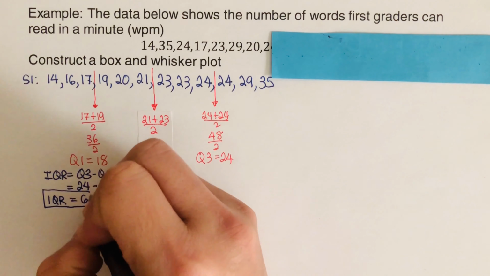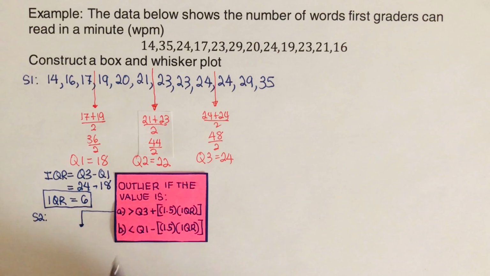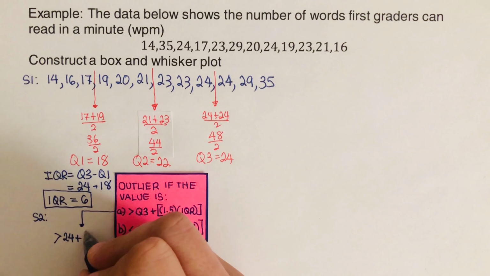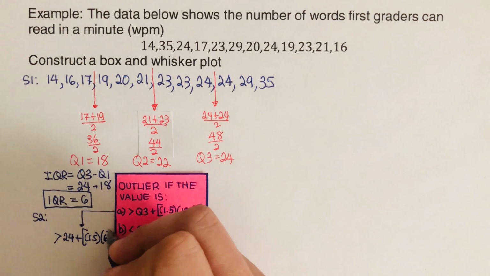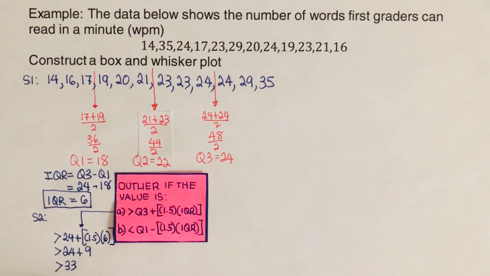So for the second step, we're supposed to determine the outlier. We have a rule set in order that we can determine the outlier. Outliers are numbers that are way too small or way too big. In order to determine which ones are way too big, we're going to look for anything that is greater than Q3, which is 24, plus 1.5 times our IQR, which is 6. So then we multiply that. That would be anything greater than 24 plus 1.5 times 6, which is 9. So then anything greater than 33 is an outlier.